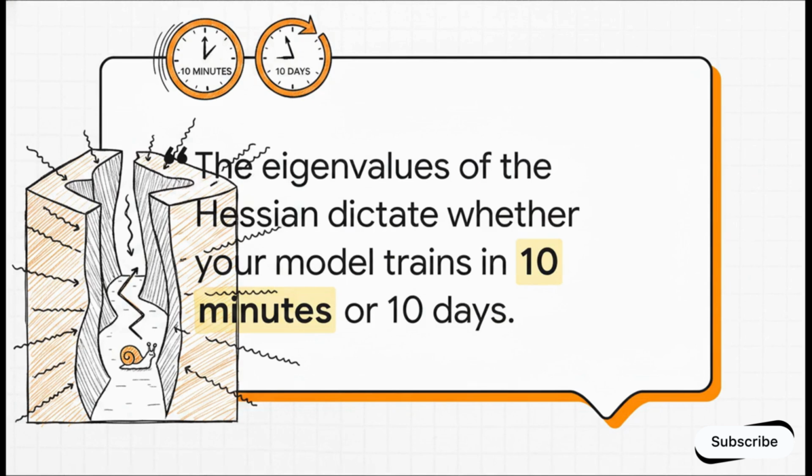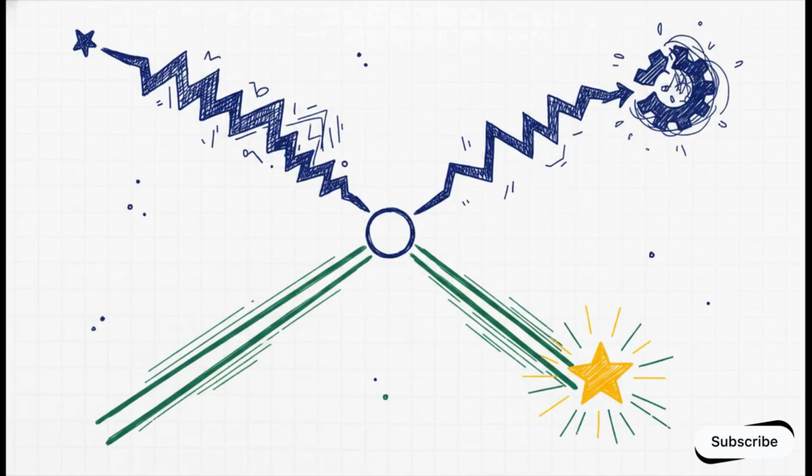Listen to this. The eigenvalues of the Hessian matrix dictate whether your model will train in 10 minutes or 10 grueling days. If the ratio between your largest and smallest eigenvalue is huge, your loss landscape is essentially shaped like a super deep, narrow canyon. Your optimizer is just going to zigzag hopelessly, bang against steep walls while crawling forward at an absolute snail's pace. The geometry of those eigenvectors fundamentally dictates your training time. So getting this right in your code is absolutely crucial.